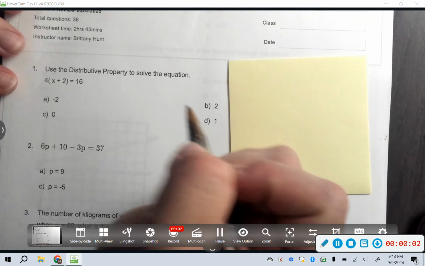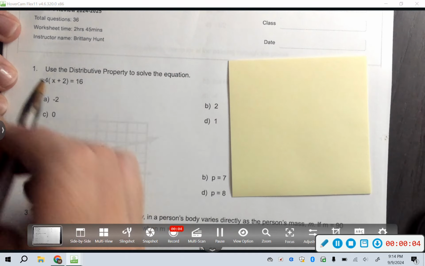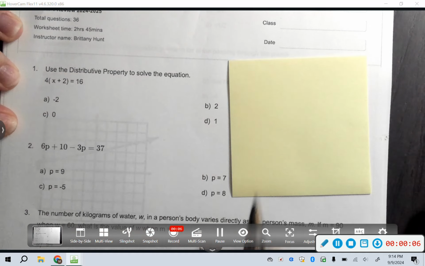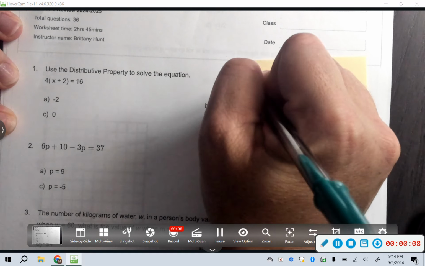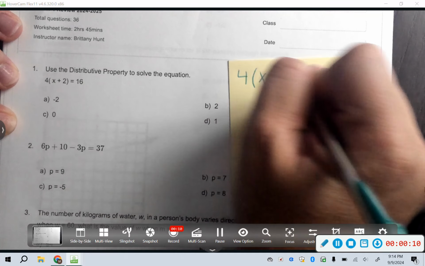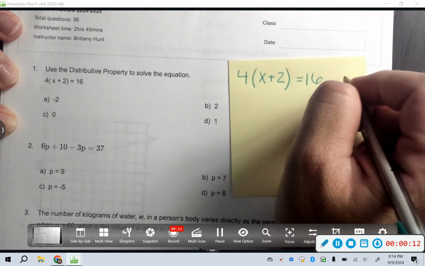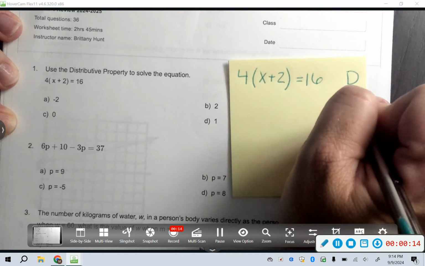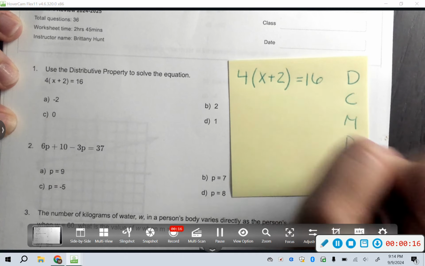Okay, Unit 1 algebra test. So first things first, it says use the distributive property to solve the following equation. So we have 4 parentheses x plus 2 equals 16. And we remember our acronym, don't cry, my dear.